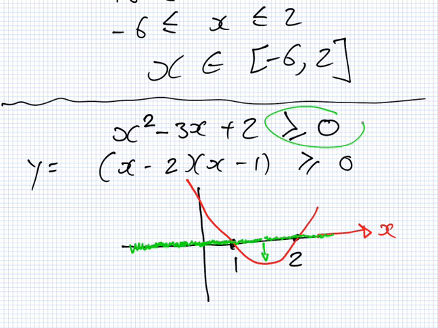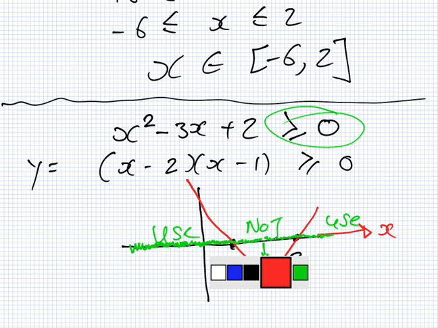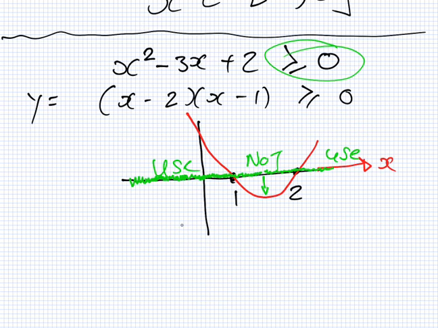Now what do I want? I want positive. So that means I should use this piece and this piece on the number line, but not this piece. So then the answer is x must be smaller than 1 or bigger than 2. And that's the answer. It's just like that. There's nothing too complicated here.